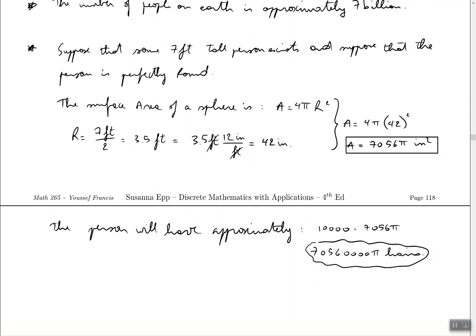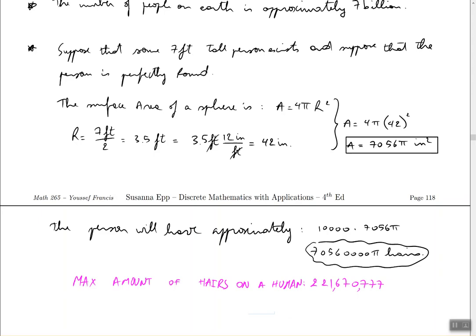Roughly speaking, this number is equal to, in decimal form, 221,670,777. So let's say, roughly speaking, 221,670,777 hairs. So this is the maximum amount of hair possible on a human being. That's pretty much our maximum estimate of hairs. This is like the biggest person that you can find.